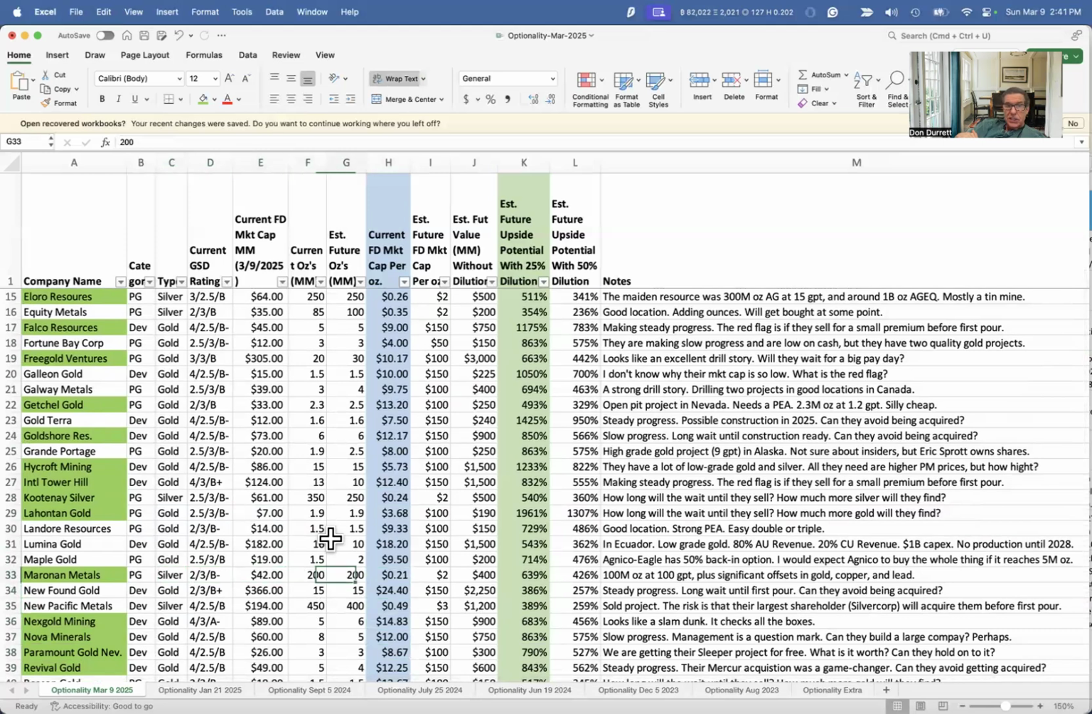Moranen, this is a silver project in New Zealand, but it's project generator exploration, but it's a lot. Silver equivalent, low grade, 200 million. Nobody wants to touch it, valued at 21 cents. I like it.